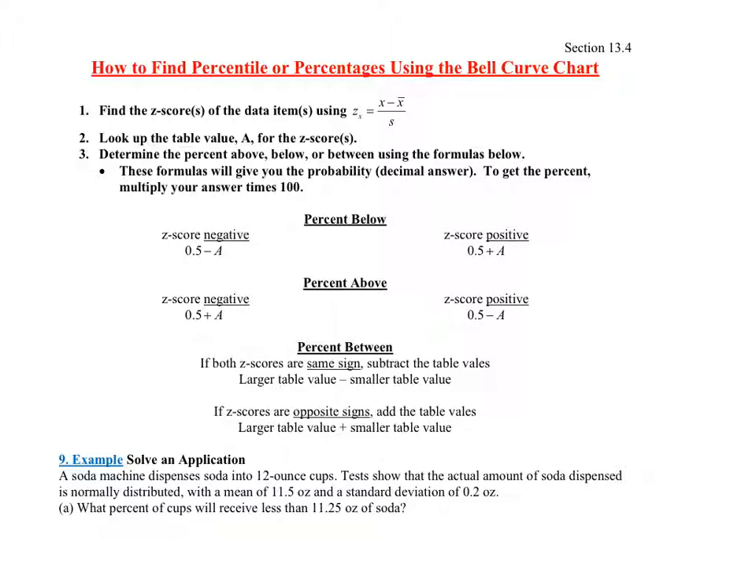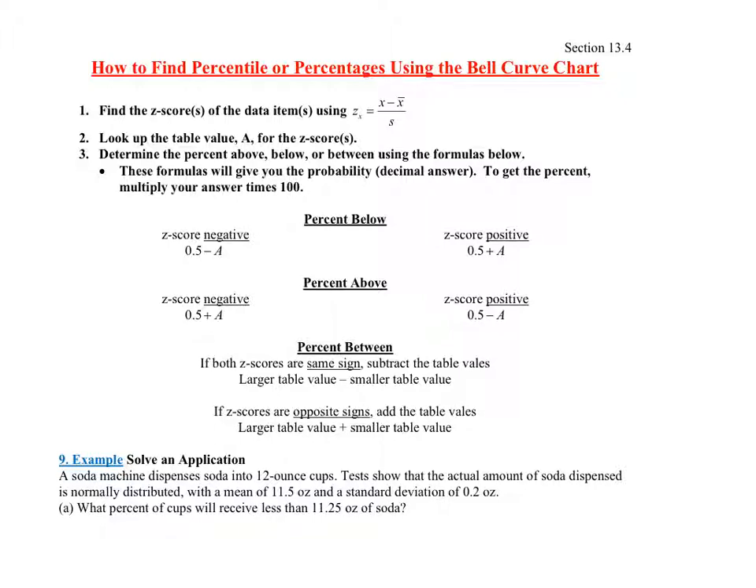That only works if it tells you to use the empirical rule, and if your z-score is a positive or negative 1, 2, or 3. So what do you do for all the rest of these problems? You're always going to start by finding the z-score of the data item. Then you're going to look up the table value, the area beneath the curve of the z-scores, and then I want you to do the following things.